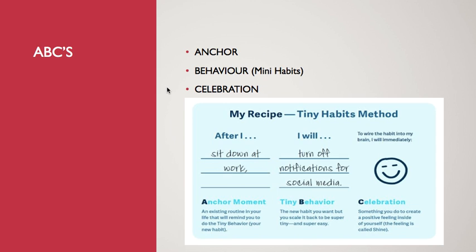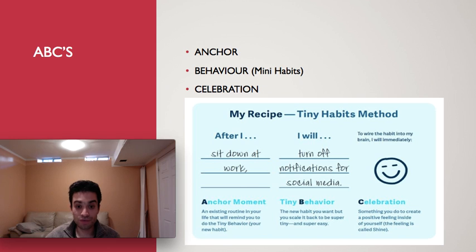So the sitting down at work is your anchor, and the turning off notification for social media is the tiny habit, the super easy habit for you to engage in the behavior, right? You just simply turn it off. It's really easy. And then you want to celebrate. So really linking that successful action to a positive emotion or a positive feeling, because that's going to release dopamine, and we'll talk a bit about that later on. All right? So this is really, really important.